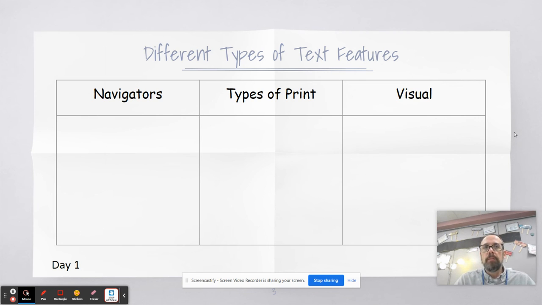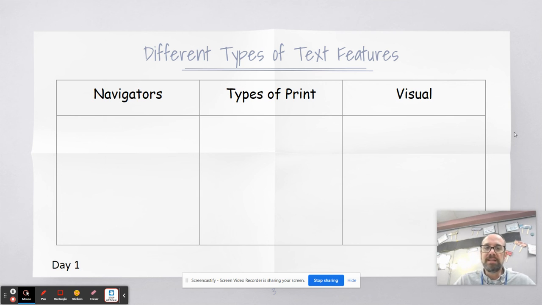Your navigators are text features that lead you to another part of the text. Examples of navigators are your table of contents, because I can open that book, find a particular subject, and it tells me what page that is. I can go to an index. If I want to find elephants, I can go to the index and find the word elephants and see what pages the word elephant occurs on. So they navigate you to somewhere else.